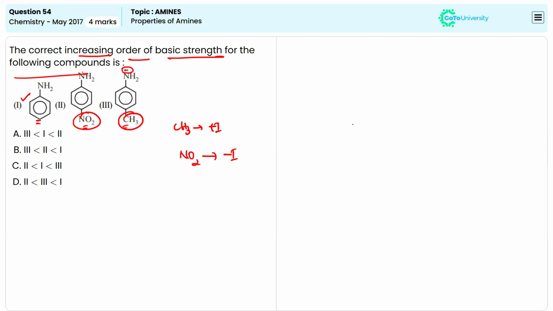So we can write the correct order: the least basic will be the second one, then the first one, and the most basic will be the third one. So the correct answer is option C. Okay, so this is the order of their basic property.